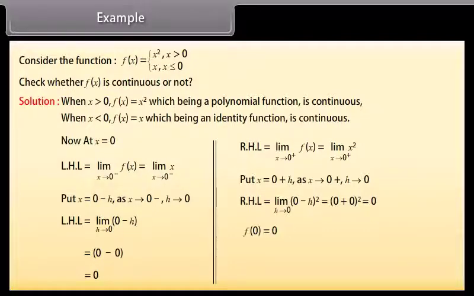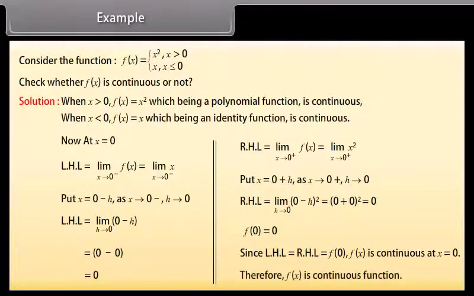Now, f(0) = 0. Since left-hand limit is equal to right-hand limit is equal to f(0), f(x) is continuous at x = 0. Therefore, f(x) is a continuous function.